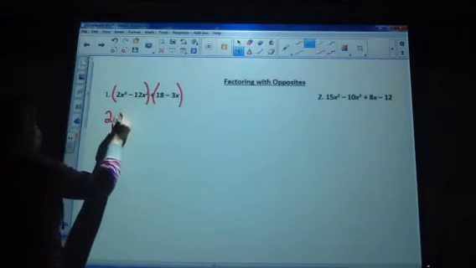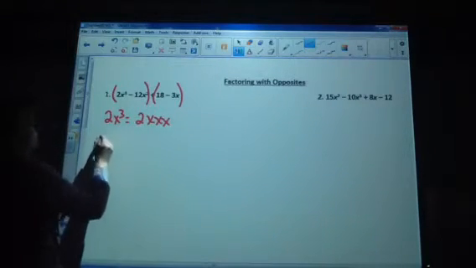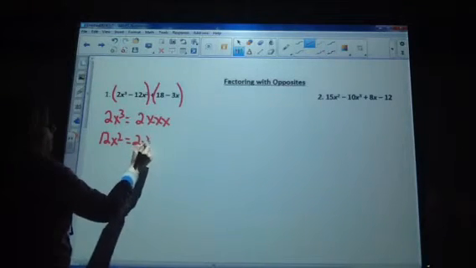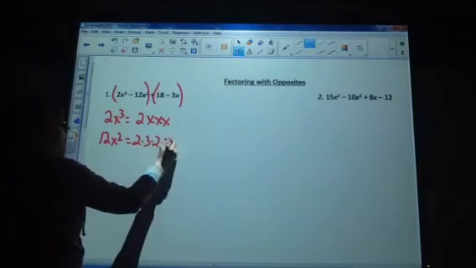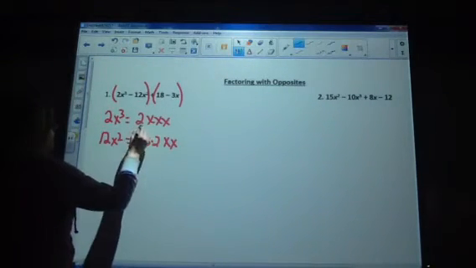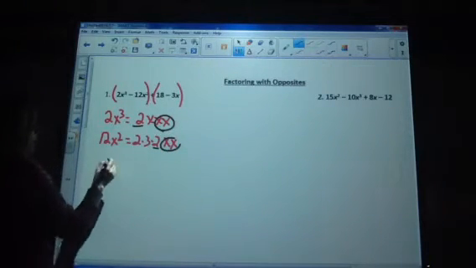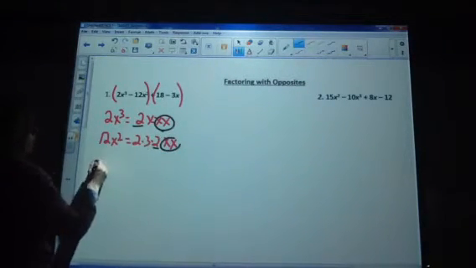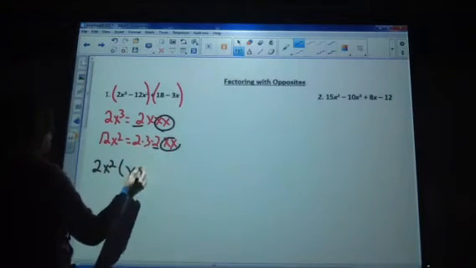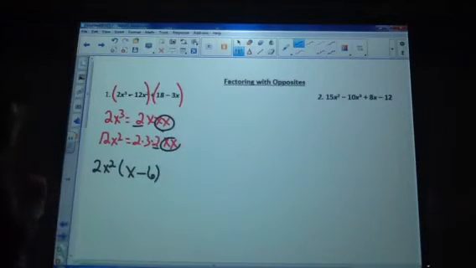So 2x cubed is 2 and 3 x's. 12x squared is 2 times 3 for 6 times 2 x's. So what do they have in common? They have a 2 and they have 2 x's. So what's left? Let's pull out 2x squared. So what's left is x minus 6, because that's a minus 6.